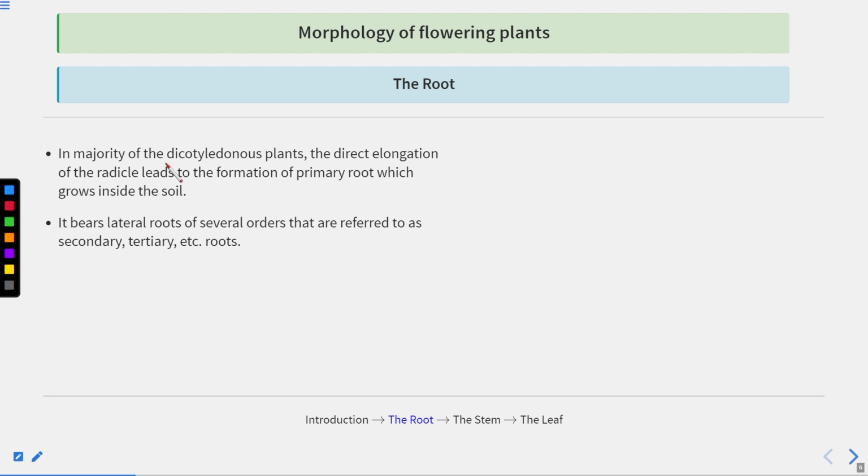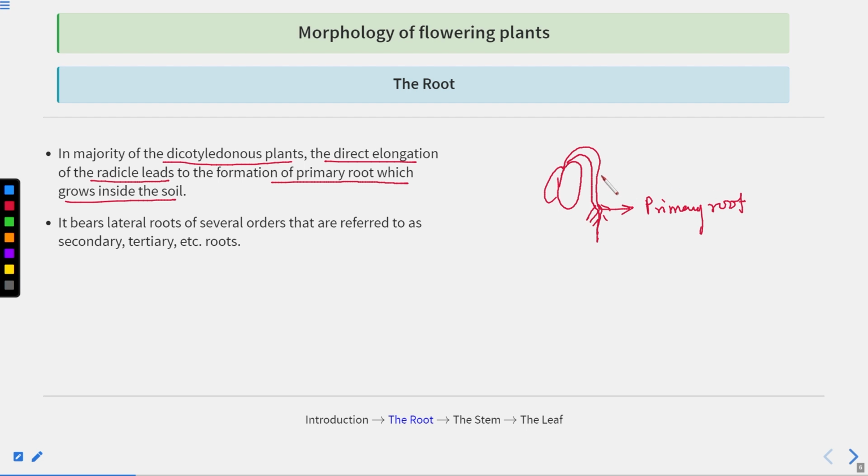In the majority of dicotyledonous plants, the direct elongation of the radicle leads to the formation of the primary root, which grows inside the soil. Let us talk about a seed that is germinating. First of all, what comes out? The root, and it has one main root, the primary root. This is the radicle, and the radicle gives the primary root. It bears lateral roots of several orders, referred to as secondary and tertiary roots.